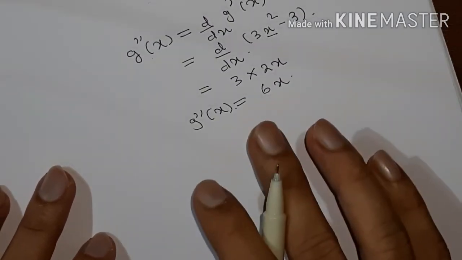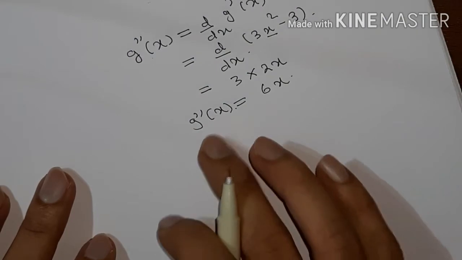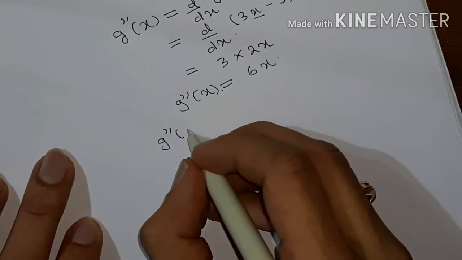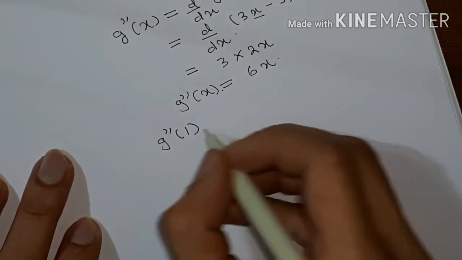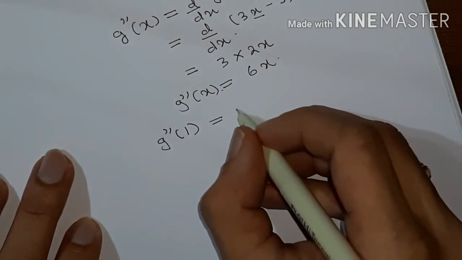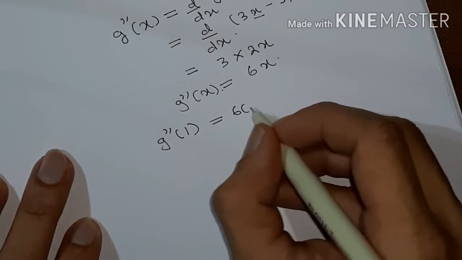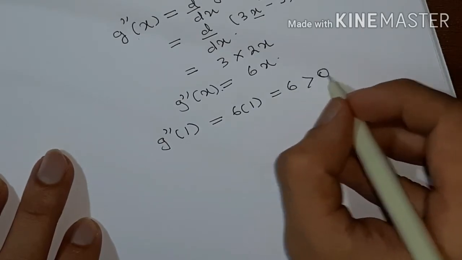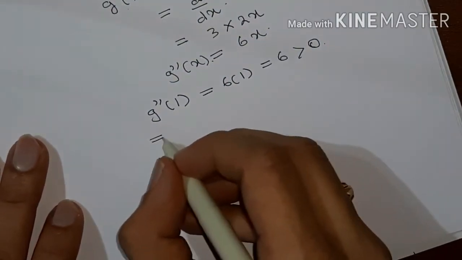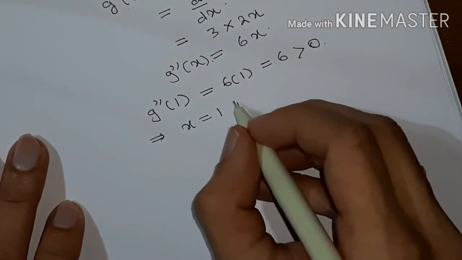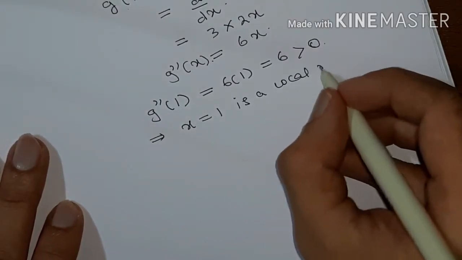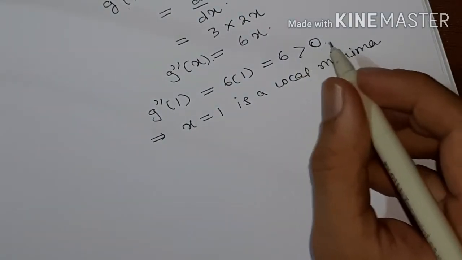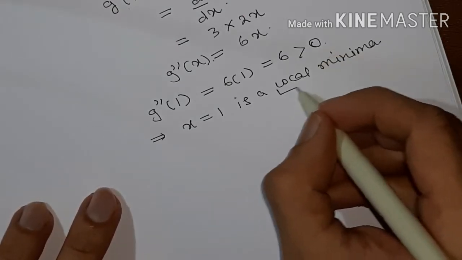You have to substitute the critical points in the double derivative. So g double prime of the first critical point was 1. For the critical point 1, g double prime of 1 is 6 multiplied by 1, that is 6, which is greater than 0. So this implies x equal to 1 is a local minima. When g double prime of c is greater than 0, then it is a local minima.